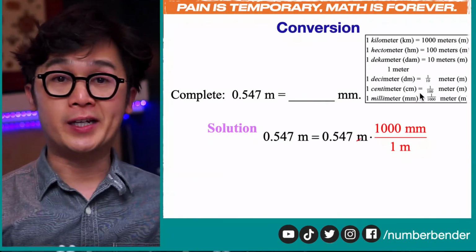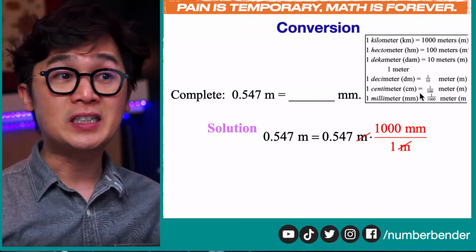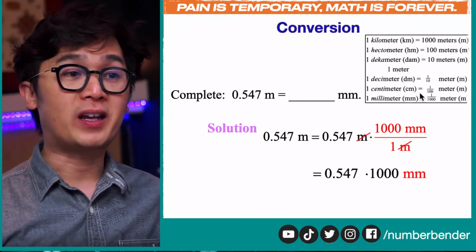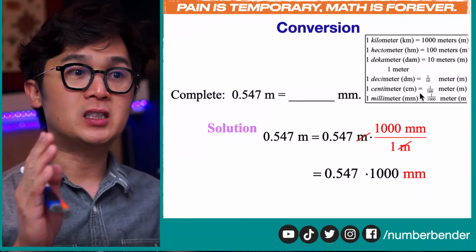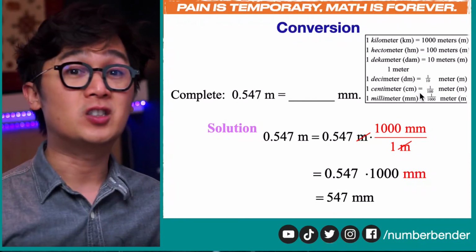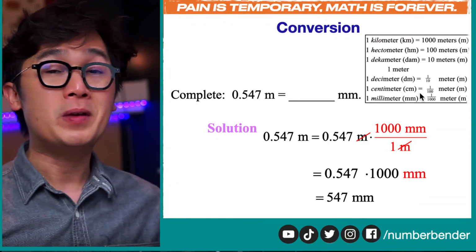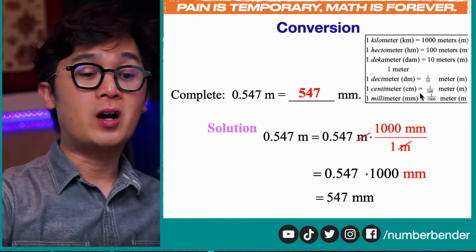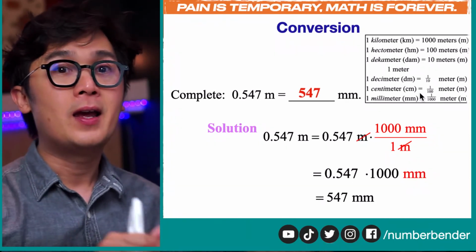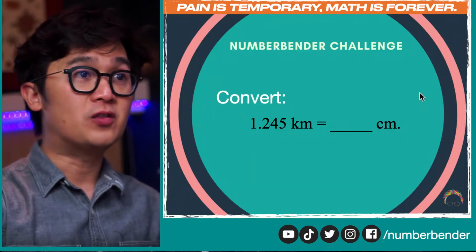So our solution here is to find our conversion factor using our cheat sheet or our table, and by multiplying our conversion factor to what we're trying to convert, we'll be able to find the correct conversion of 0.547 meters into millimeters, which is 547 in this particular example. And that is our lesson for today.